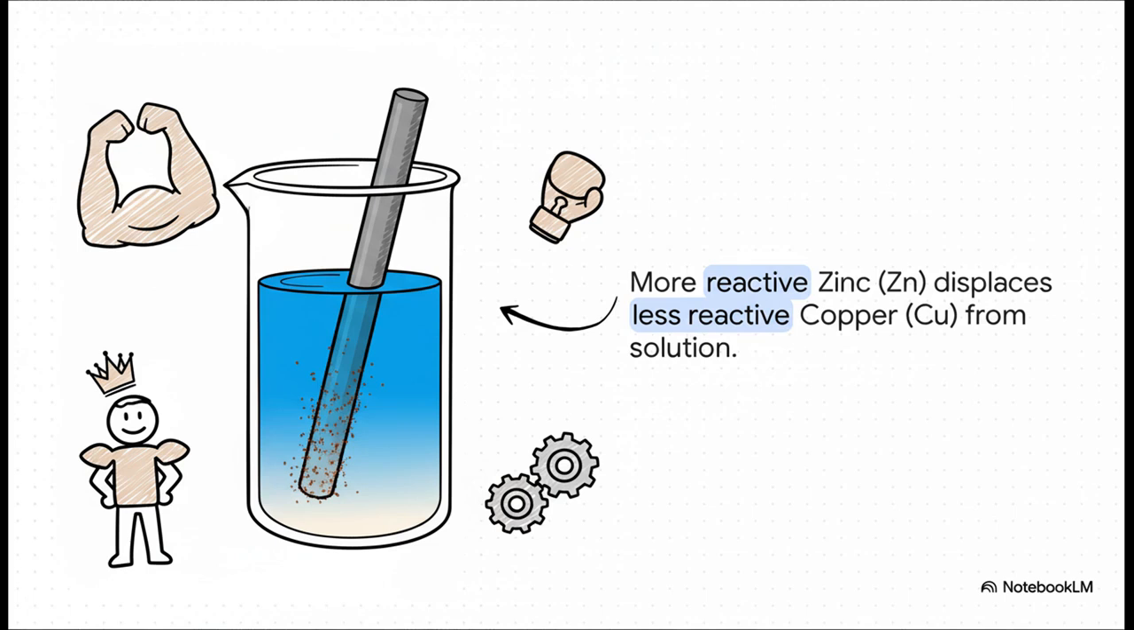Now, let's take a closer look at displacement with this classic lab experiment. When you put a zinc rod into that blue copper sulfate solution, something amazing happens. The zinc, well, you could say it's the dominant element here, it's more reactive, so it just kicks the copper out of the solution and takes its place. That's why you see that reddish copper depositing on the rod, and the blue color of the solution starts to fade. It's a pure power play between metals.